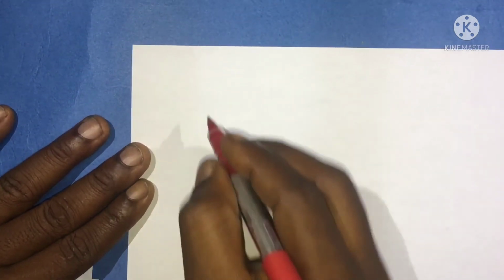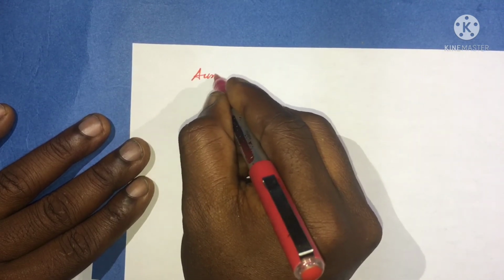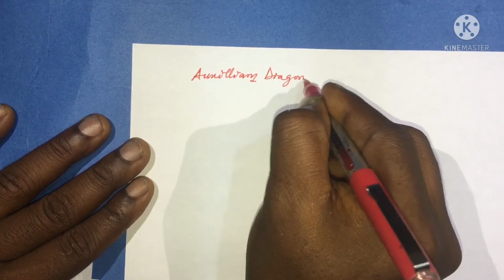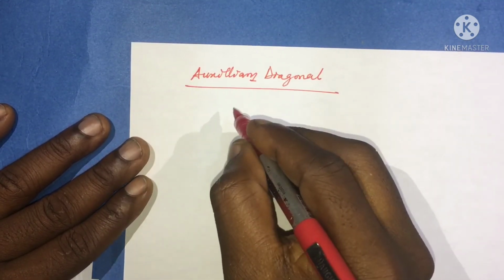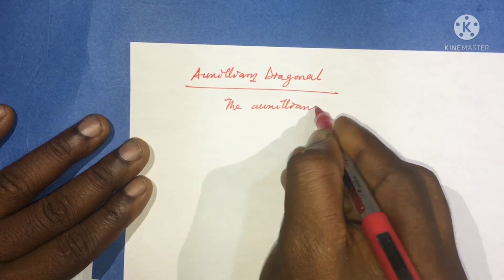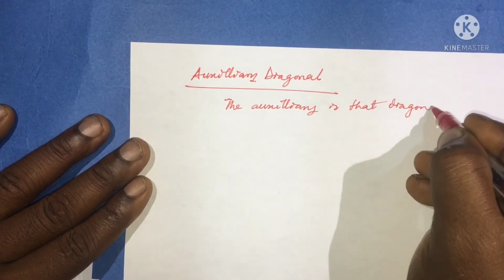Let's go to the next thing. The next thing I want to talk about is still under diagonal matrices. I want to talk about the auxiliary diagonal. Let me start by saying that the auxiliary diagonal is that diagonal in a square matrix.